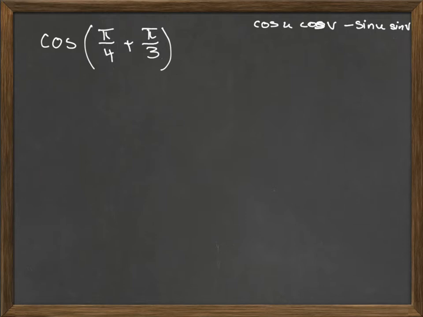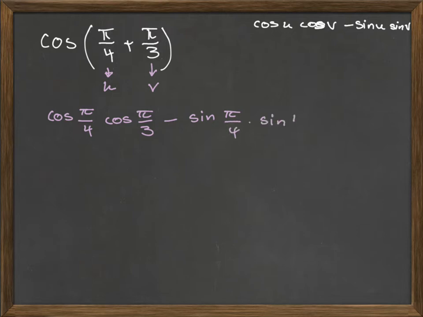So if we say this is u and this is v, now we're going to rewrite the problem. That would be the cosine of pi over 4 times the cosine of pi over 3 minus the sine of pi over 4 times the sine of pi over 3.